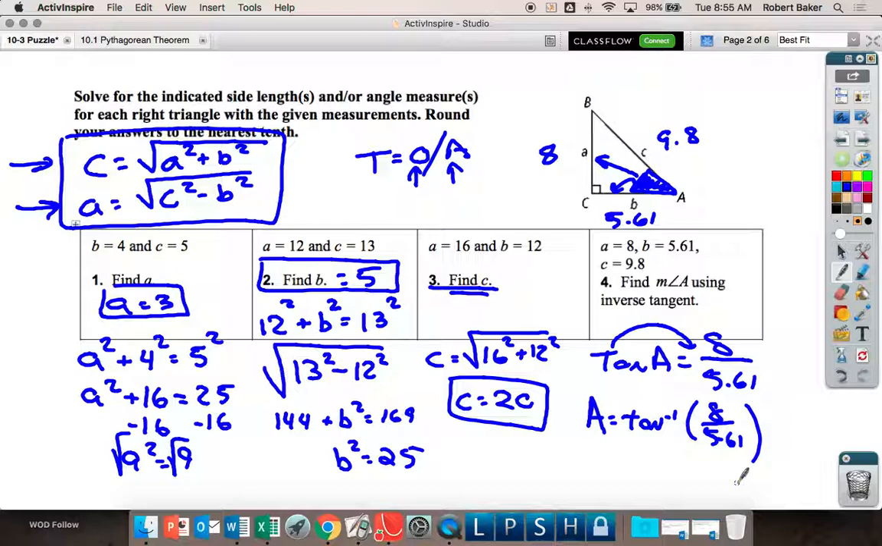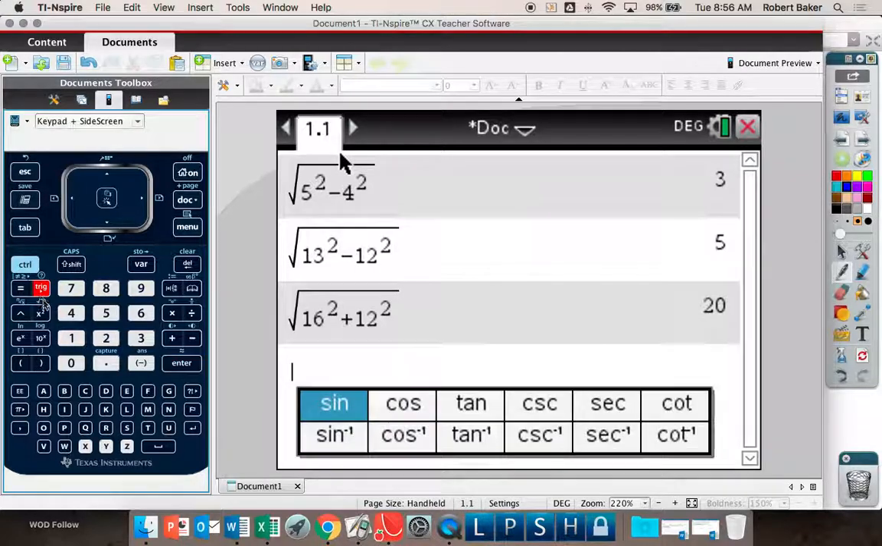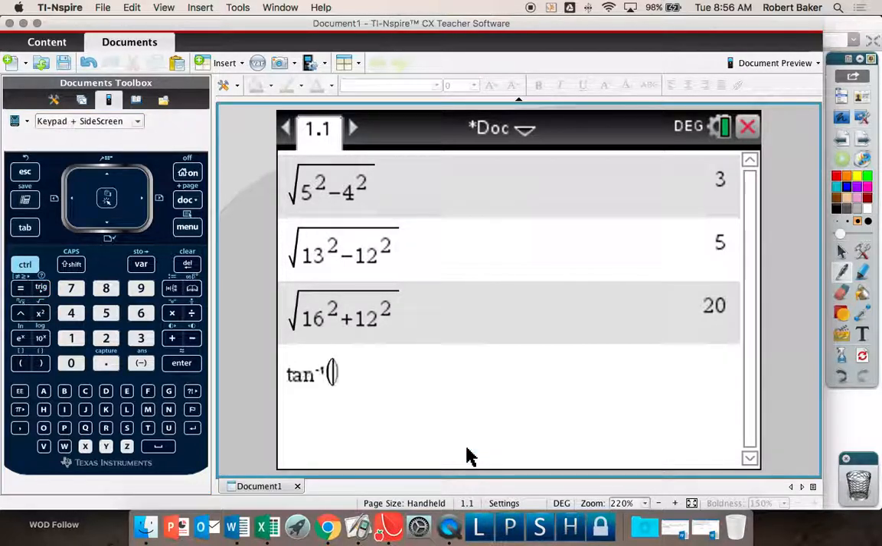It's all set up. I just have to consult my math machine. Go to my calculator. Verify that it is in degree measure in the top right-hand corner. Degrees. If it is not in degrees, you did all that work for nothing. So you hit the trig button, and I want to use the inverse of tangent. That's right here. Inverse tangent.